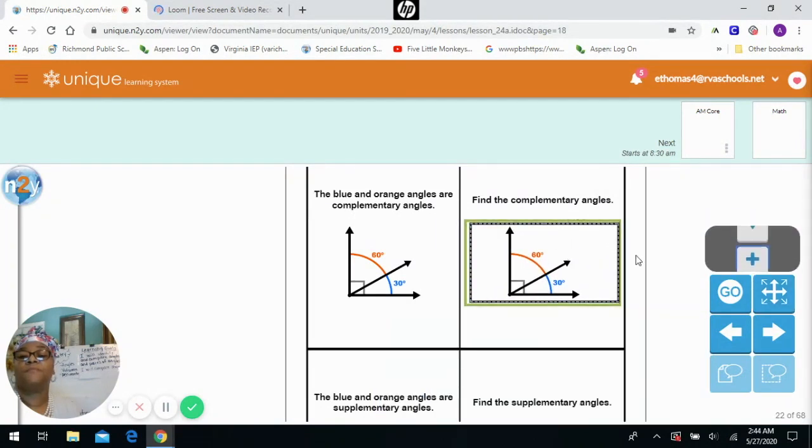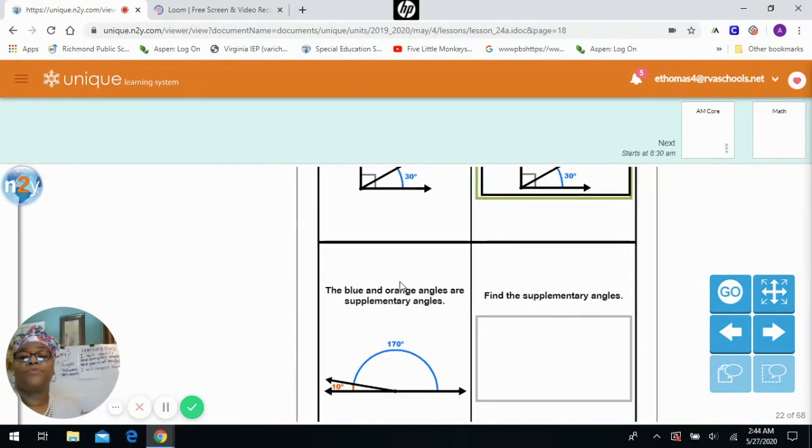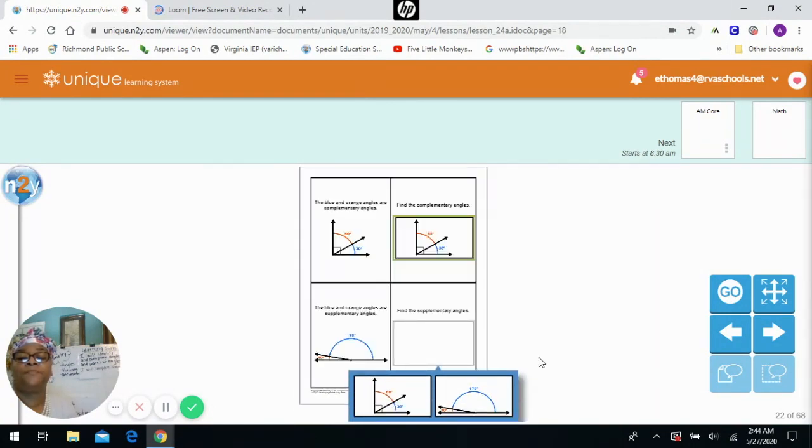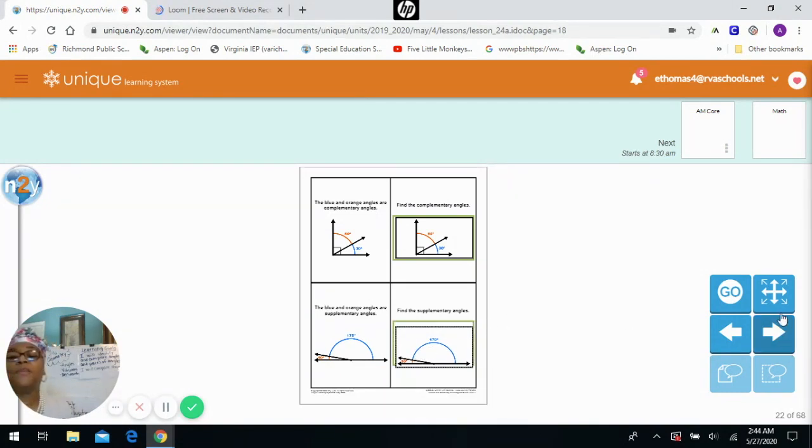Very good. Now the blue and orange angles are supplementary angles. Find the supplementary angles. So what do we say? It's supposed to equal how much? 180, and it's going to be a straight line. So when you add 10 plus 170, it becomes 180. And it goes there. Very good. So that's how we do that. That's our chart 2.